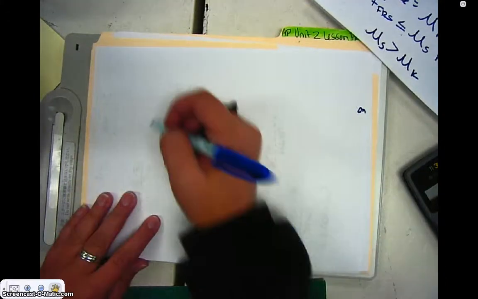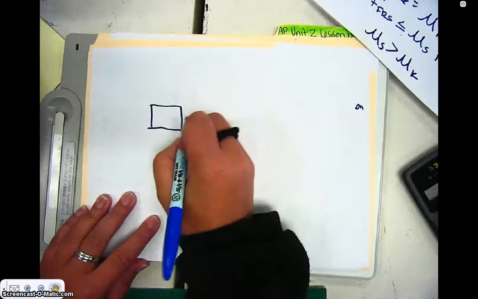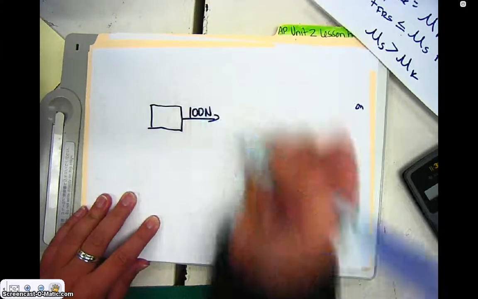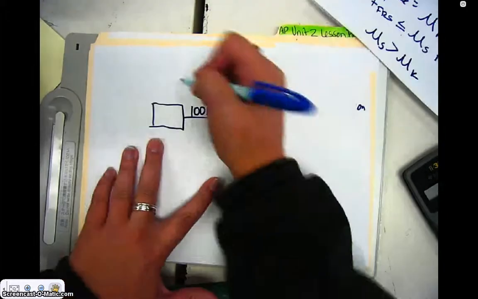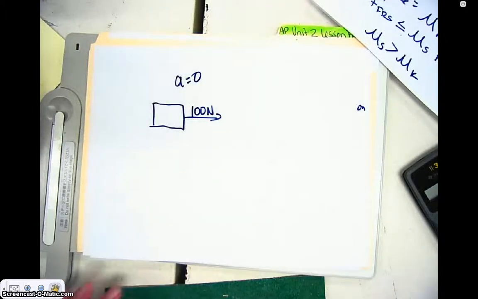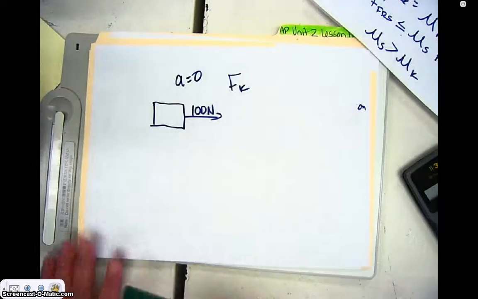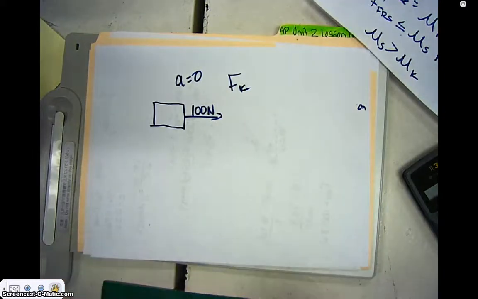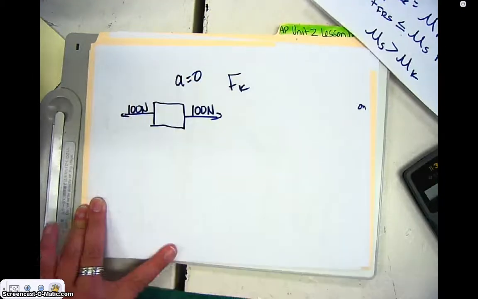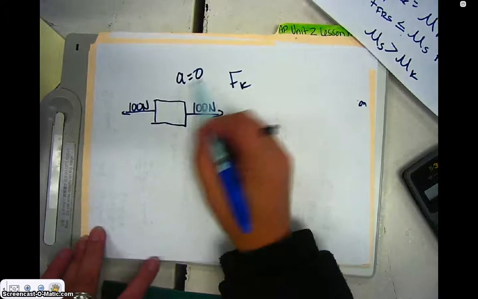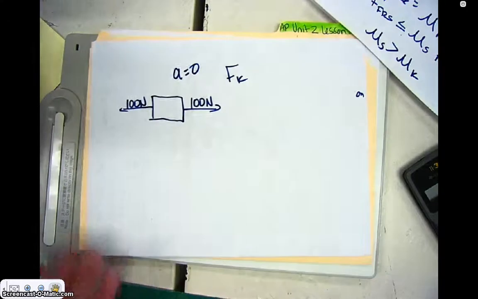Let me go ahead and do a sample problem. Let's do the couch problem. Let's say I have a couch and I'm pushing with some applied force of 100 newtons, and I'm going at a constant velocity. So my acceleration is equal to 0. What is my kinetic friction? I could easily answer this question. It has to be 100 newtons, because if I'm going at an acceleration of 0, my net force has to be 0.